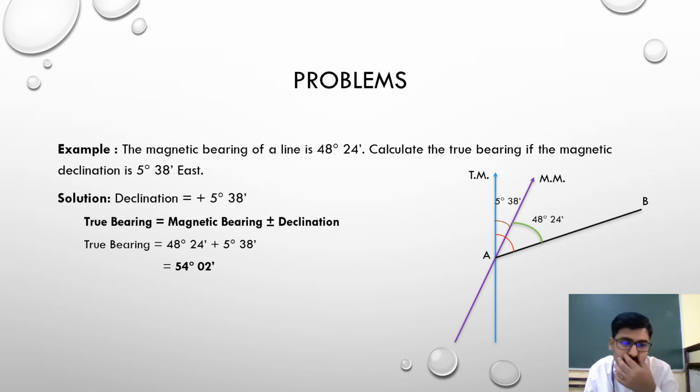So that is what the solution says here. Declination is given as 5 degree 38 minutes. So true bearing is magnetic bearing plus or minus declination. Since here in the problem the given declination is east, it is plus. So 48 degree 24 minutes plus 5 degree 38 minutes is going to be 54 degree 2 minutes, right? So this is the solution.